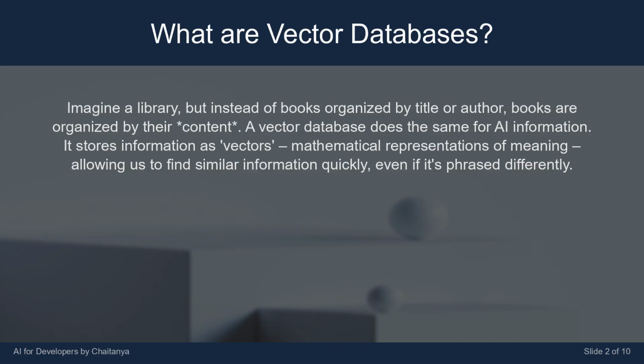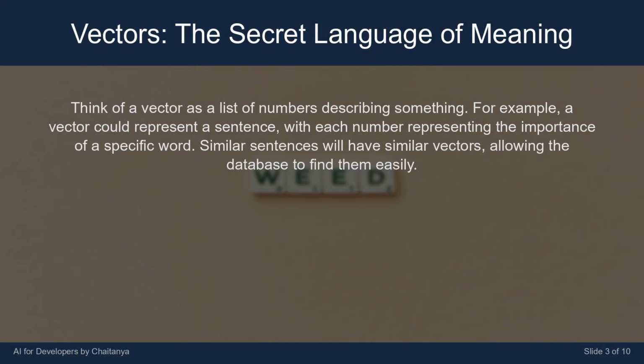It stores information as vectors, mathematical representations of meaning, allowing us to find similar information quickly, even if it's phrased differently. Think of a vector as a list of numbers describing something. For example, a vector could represent a sentence, with each number representing the importance of a specific word. Similar sentences will have similar vectors, allowing the database to find them easily.